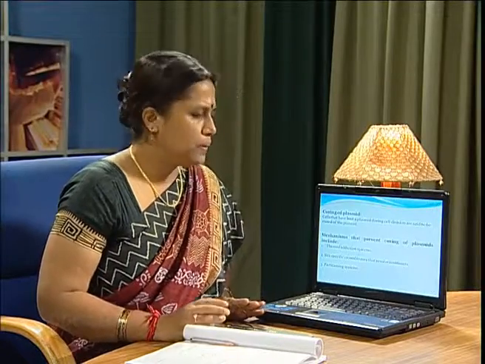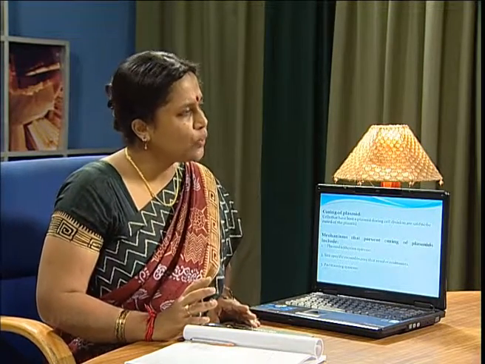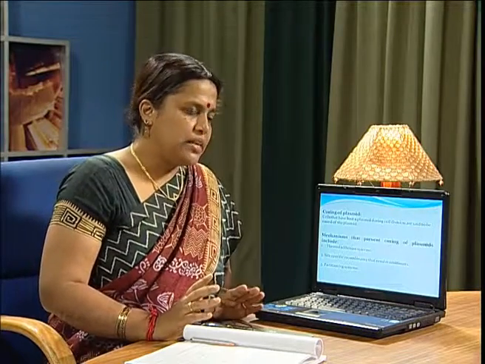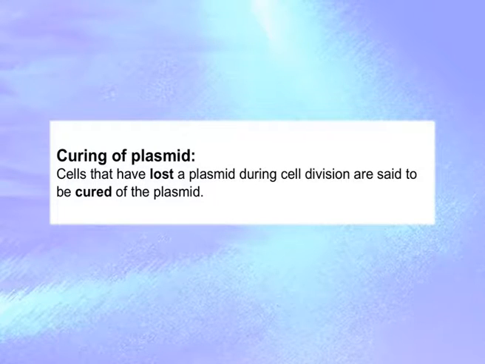So next we are coming to another topic called the curing of a plasmid. Generally, there are certain situations wherein we will see that the plasmids are being lost by the cells. This is called the curing of a plasmid.